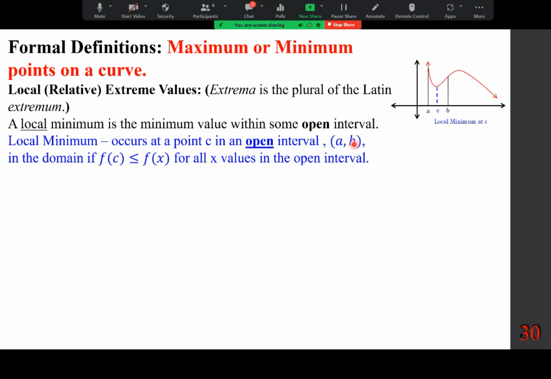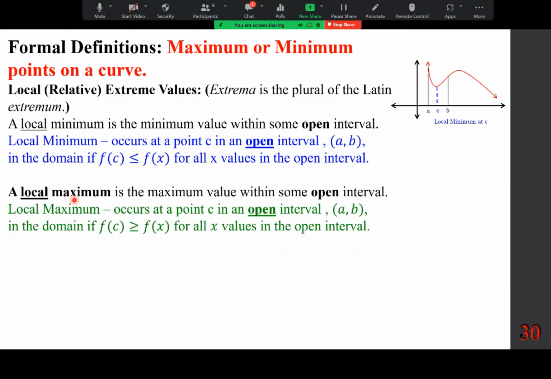So this is a local min. By the way, this is a local max. A local max is the maximum value within some open interval. A local maximum occurs at the point c in an open interval a to b in the domain if f of c is larger than or equal to f of x for all x values in the open interval. So remember, local or relative. So this is a local min, this is a local max.